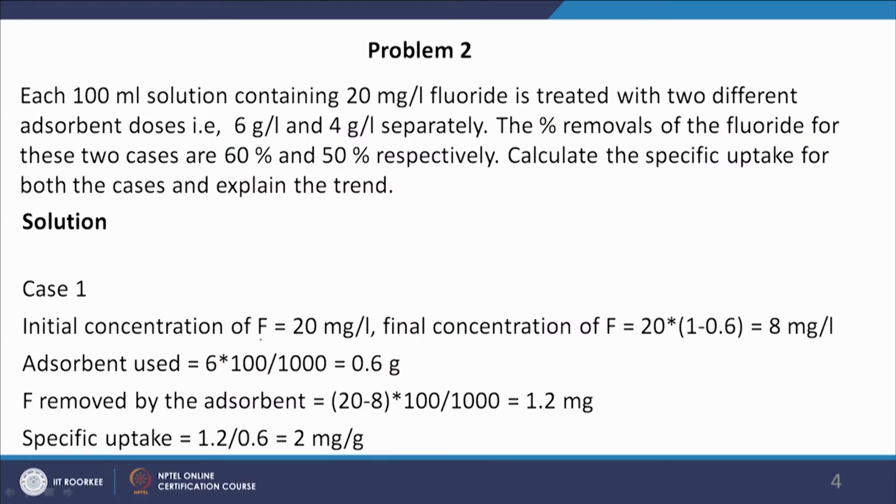So, here for case 1, the initial concentration of fluoride is equal to 20 mg per liter. So, what will be the final concentration of fluoride? 60% is removed. So, 20 into (1 minus 0.6). So, 0.4 into 20 is equal to 8 mg per liter. So, this is our final concentration.